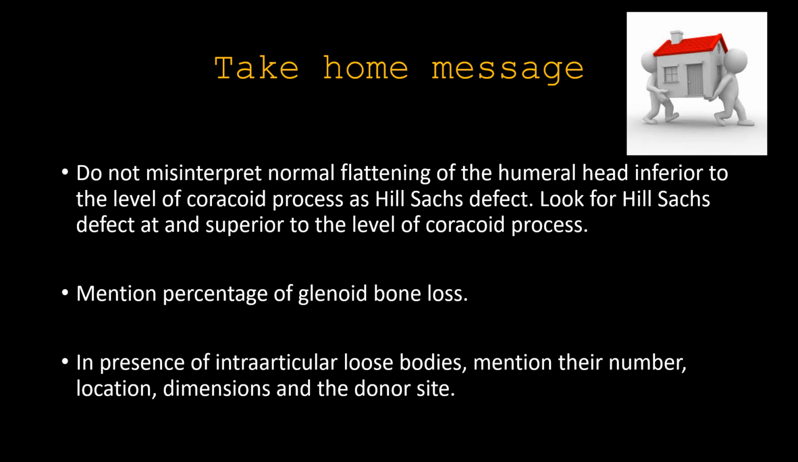So what are the take-home messages? Do not misinterpret normal flattening of the humeral head inferior to the level of coracoid process as Hill-Sachs defect. Look for Hill-Sachs defect at and superior to the level of the coracoid process. Always mention the percentage of glenoid bone loss as it affects management. In presence of intra-articular loose bodies, mention their number, location, dimensions and the donor site.